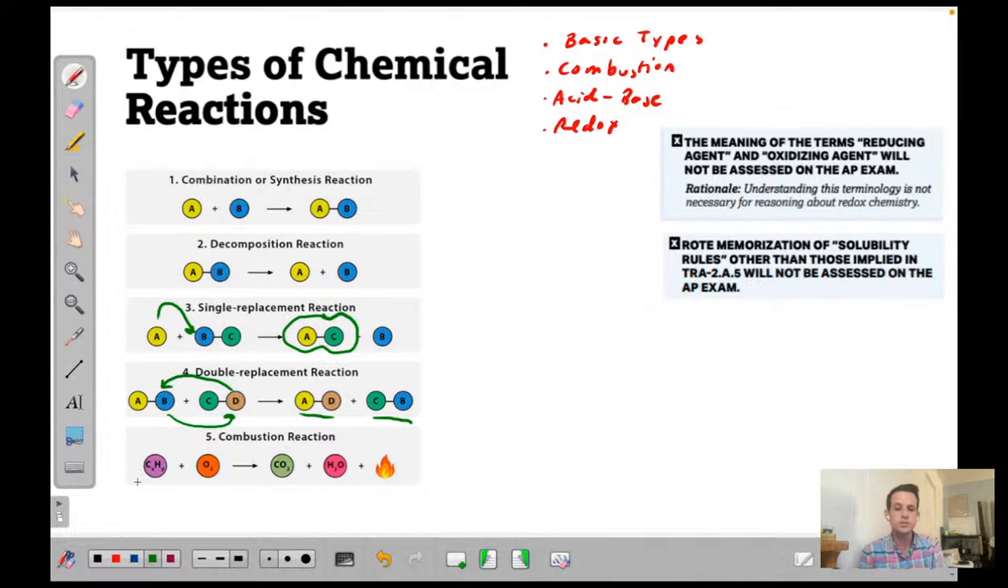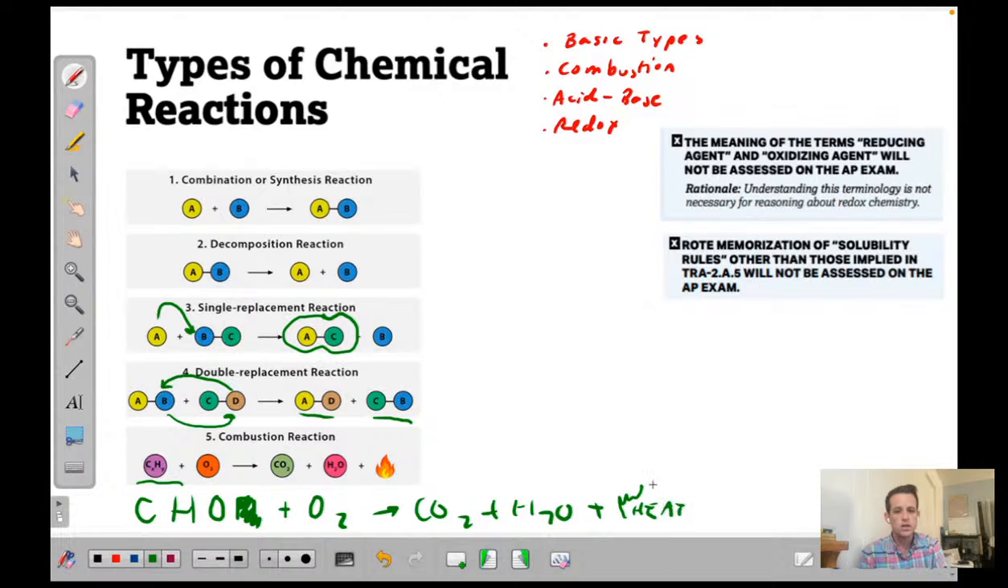Combustion is always going to feature some type of hydrocarbon. This could be a hydrocarbon with more than just C and H. Sometimes they throw in O. I've even seen AP questions where there's N in the hydrocarbon, but it's going to be combined with oxygen. So let's forget the N for now. And it's going to produce CO2 and H2O and heat. It's always exothermic. Okay, so that's your combustion reaction.